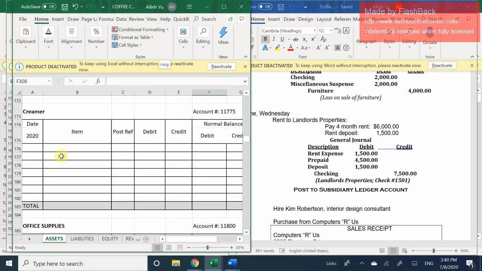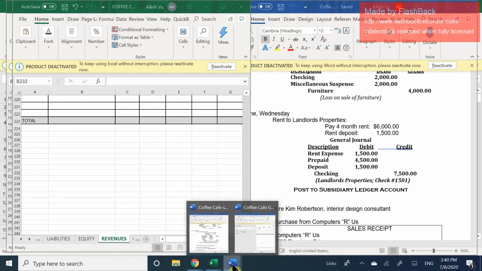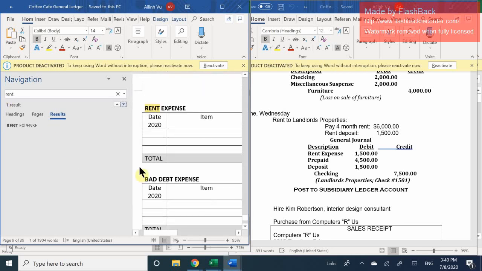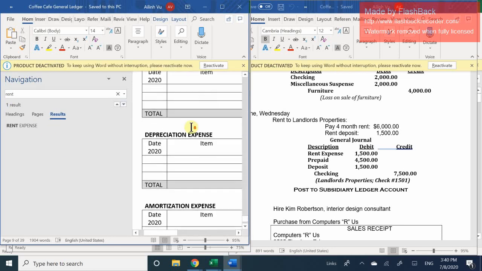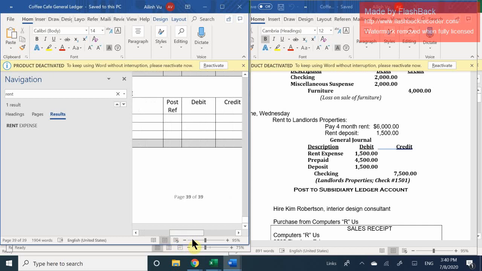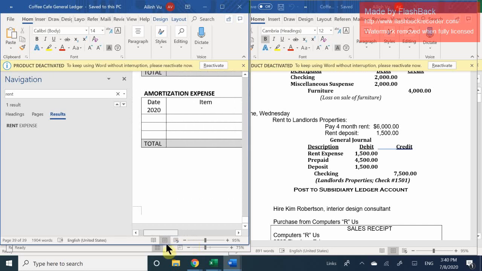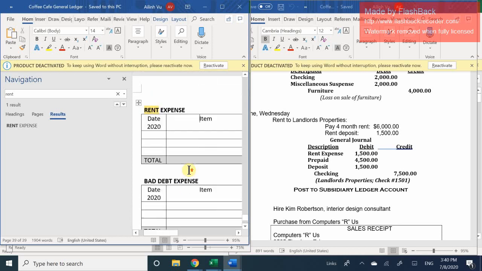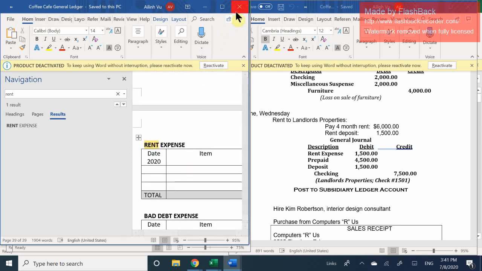What's the first thing I have? Rent expense. So if I go to my expenses, for 2,000, what is the account number? 62,000. So it's going to be page 39. General ledger. It's the very, very last page. Top of the very last page. Rent expense.